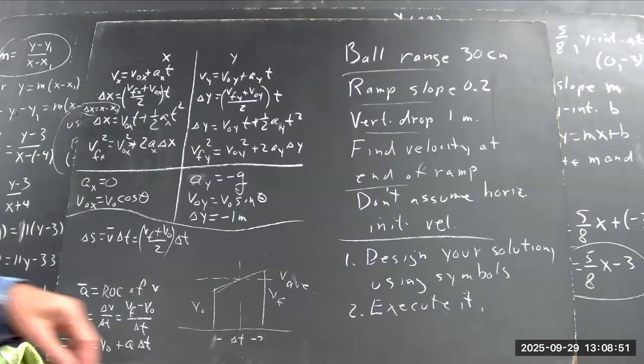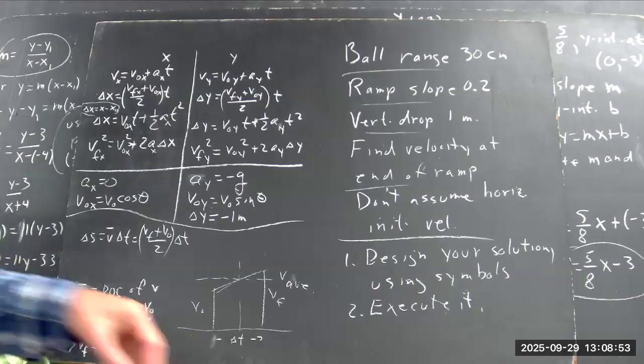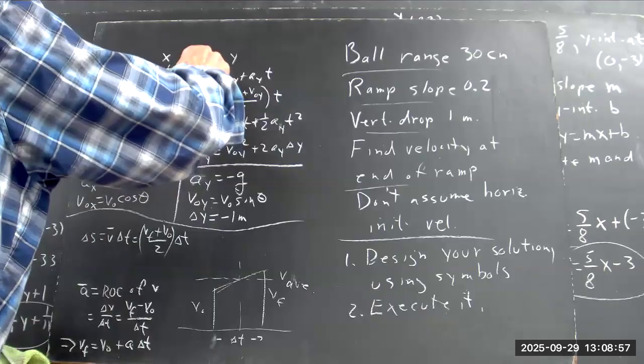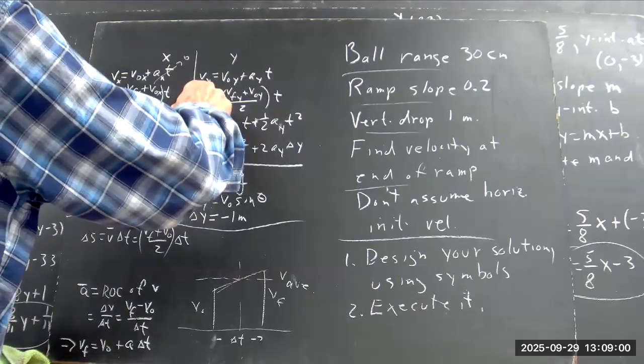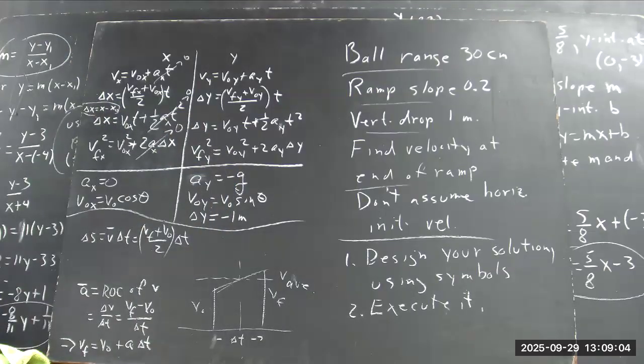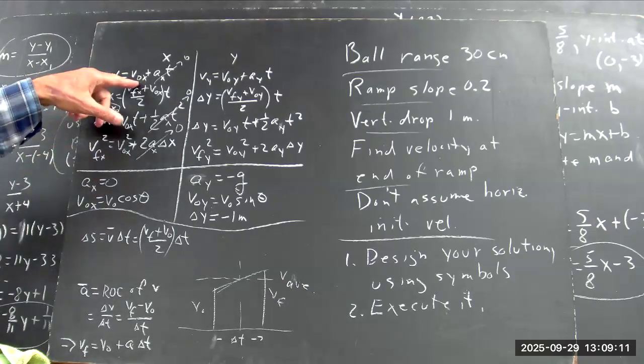Okay, well, among other things, X acceleration is 0, so that's going to be 0. That's going to be 0. And that's going to be 0. Okay. So this equation isn't telling you anything new.